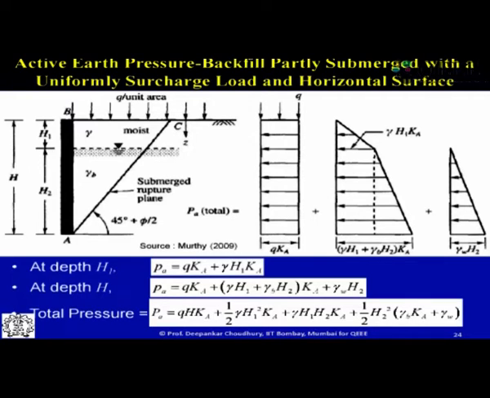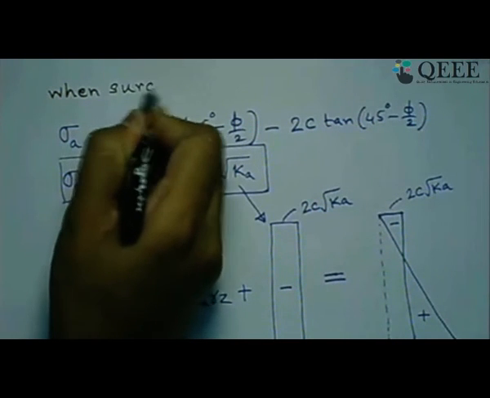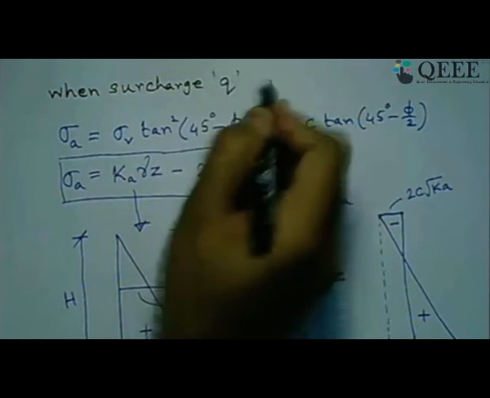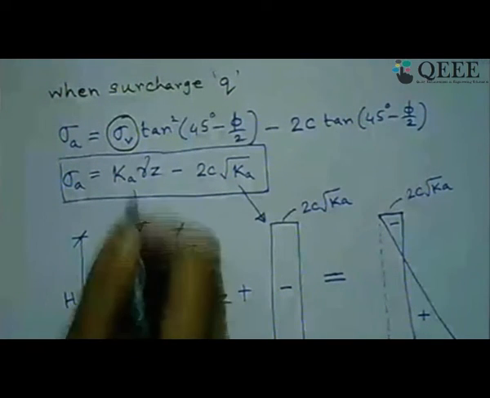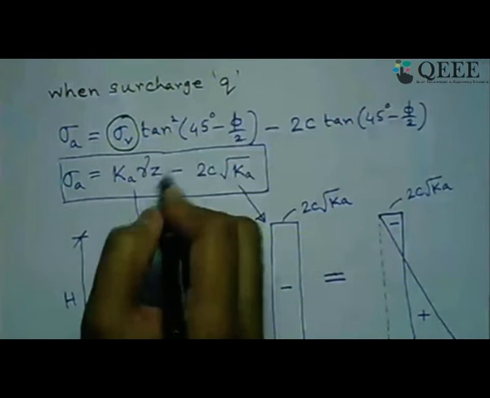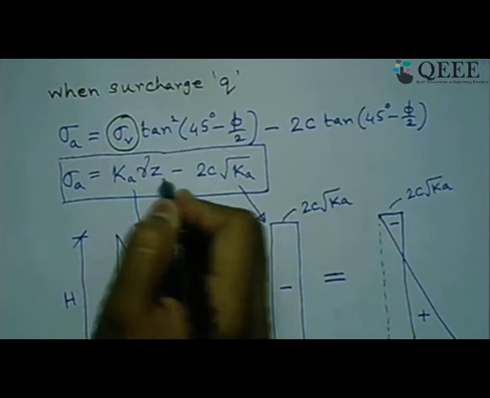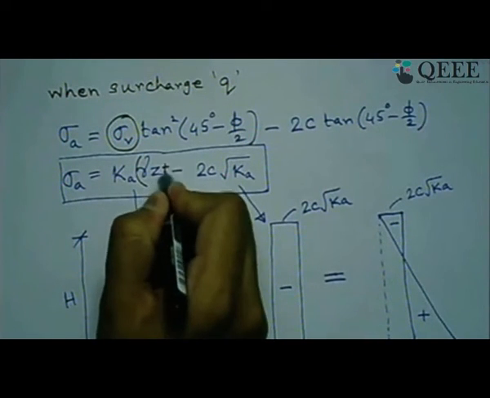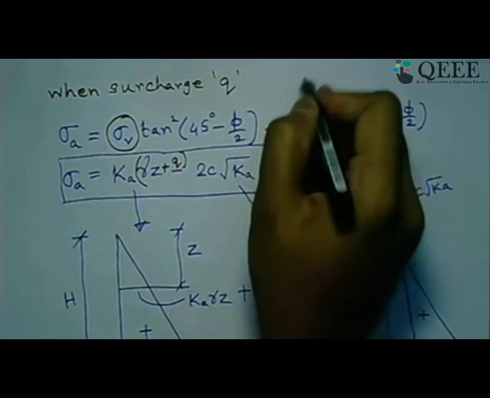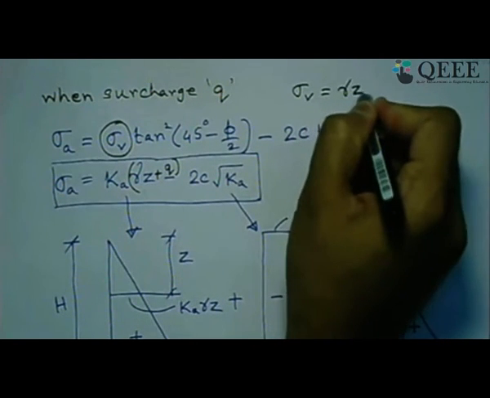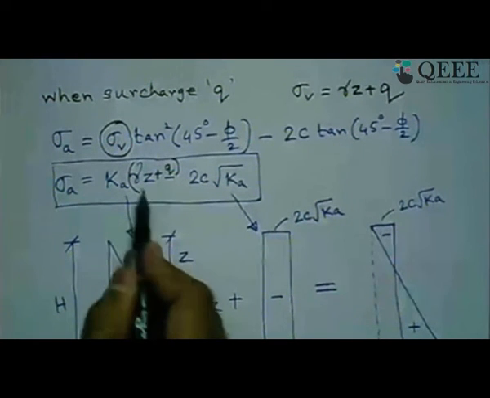So whatever we have done for active state, let us go back again. So when q is present, so if I have surcharge present, if you look at here, when I am now using this black color, a different color which you can make, when a uniform surcharge load of q is present on ground, then the sigma V will be this, Ka times gamma Z, and what will happen? Sigma V is now this plus q. That means our sigma V at any depth will be gamma Z plus q. So that's why it is Ka times gamma Z plus q.